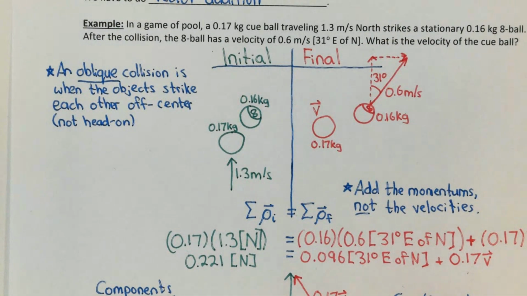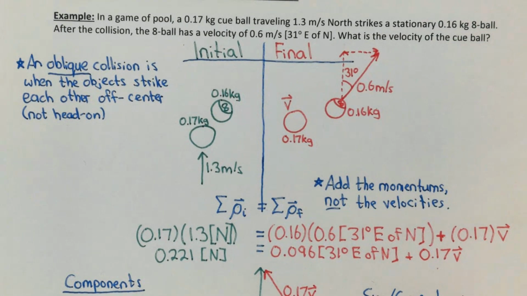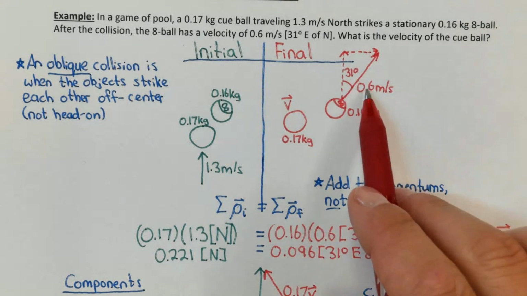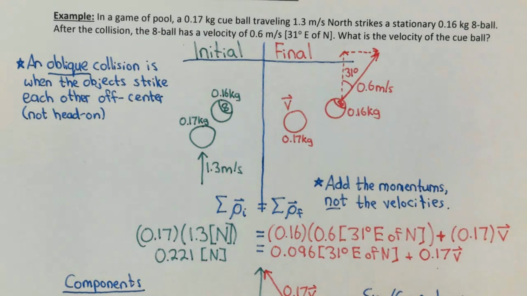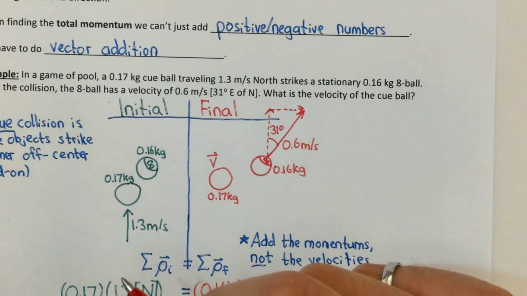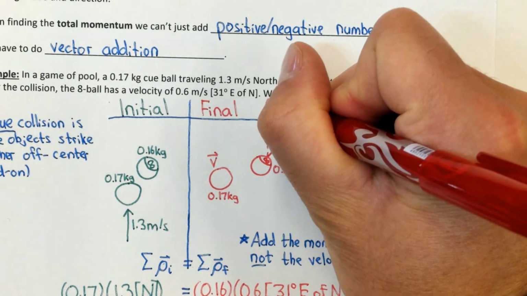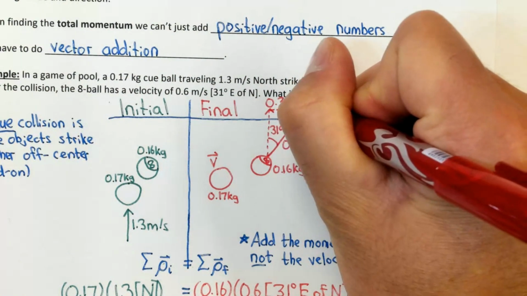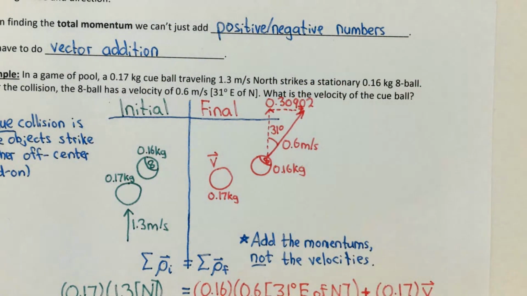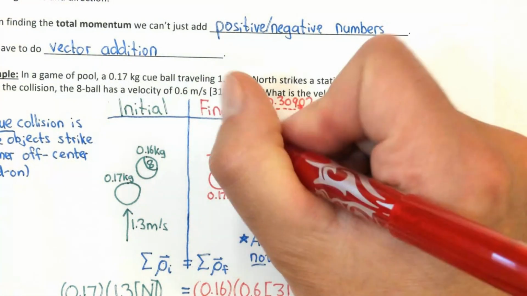A little bit of quick trigonometry shows me that the components of the velocity here would be 0.6 times sine of 31, 0.30902, and 0.6 times cosine of 31, 0.51430.